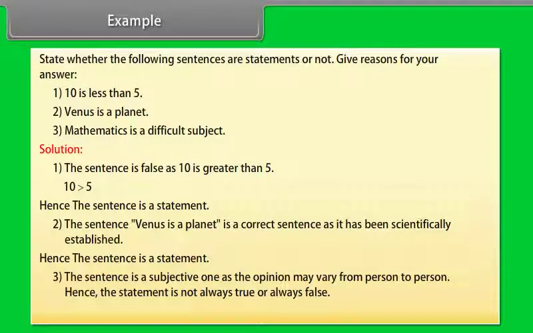The sentence "Mathematics is a difficult subject" is a subjective one as the opinion may vary from person to person. Hence, the statement is not always true or always false. Hence, the sentence is not a statement.